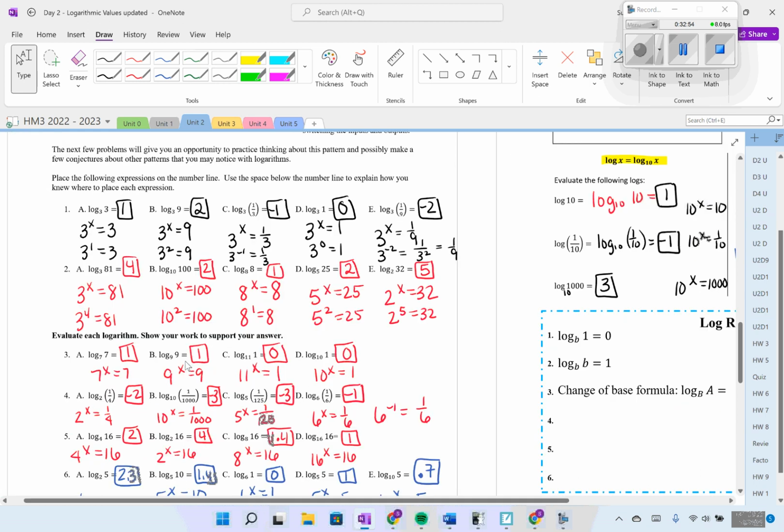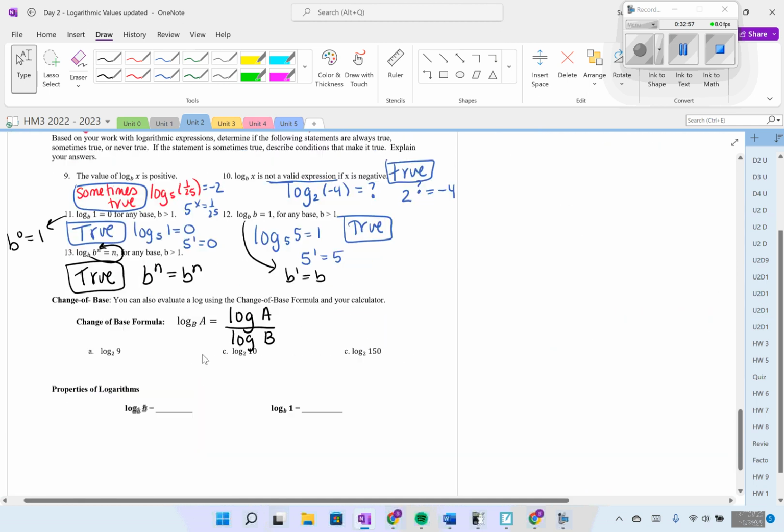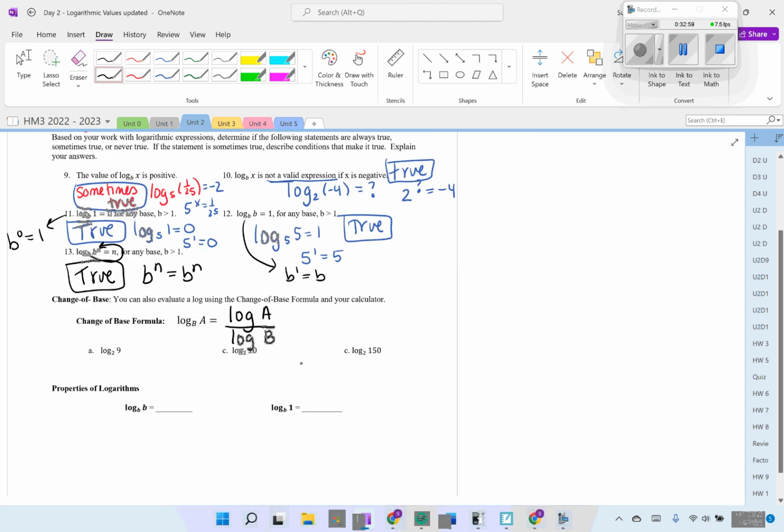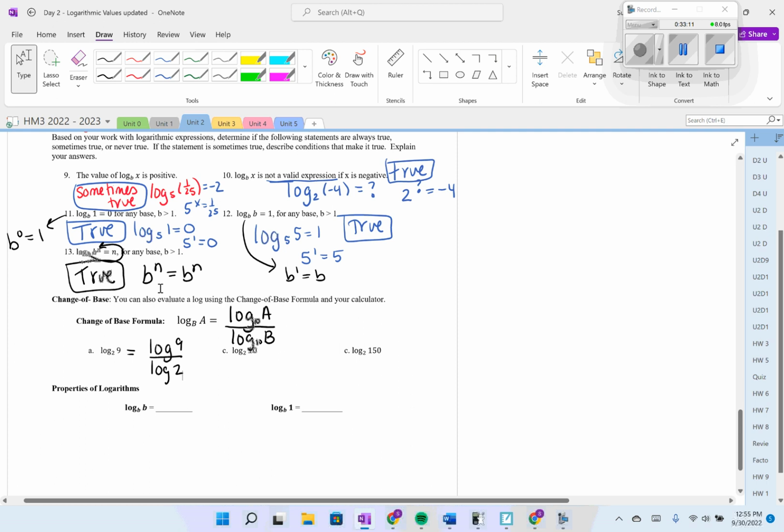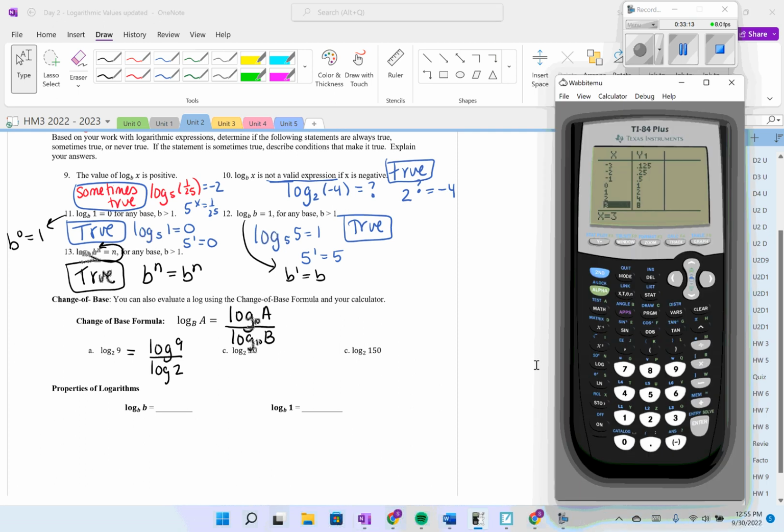So down here, when we use the change of base formula, this allows us to use a base 10 in our calculator. So this is a base of 10. So if I want to use the change of base formula here, this would be equal to the log of 9 divided by the log of 2. So this allows us to actually use our calculator to evaluate these.